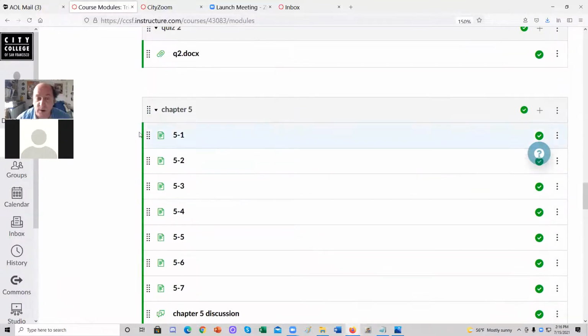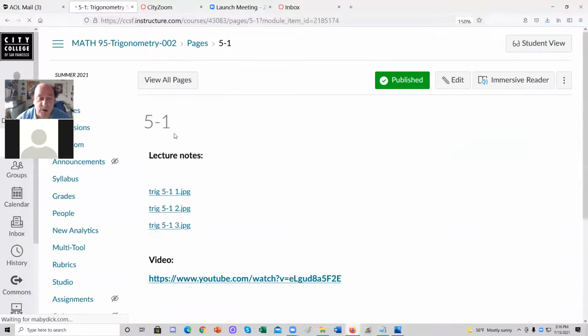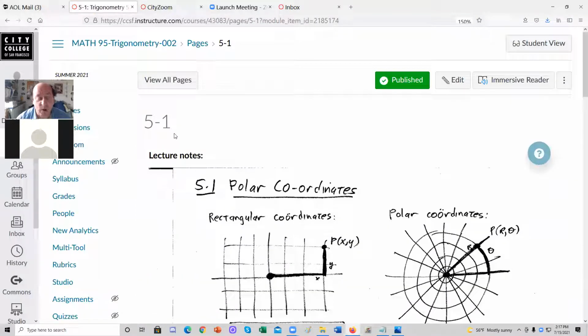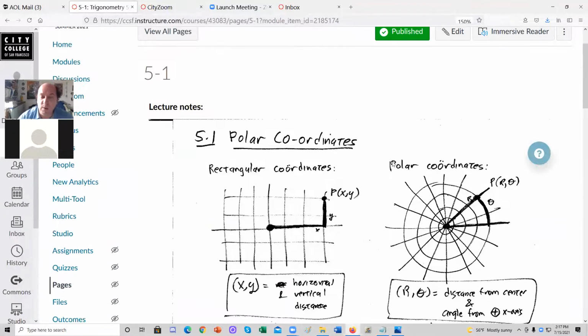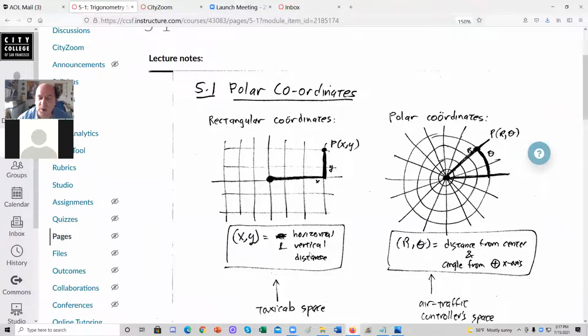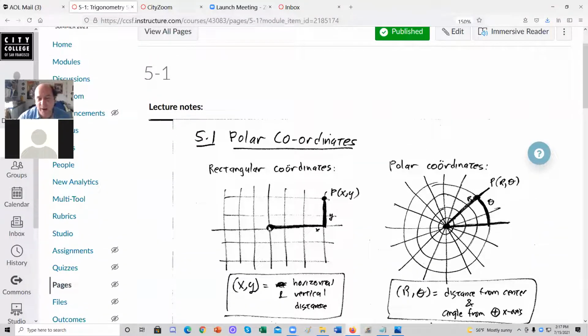So chapter 5.1. Here we get into polar coordinates. Rectangular coordinates are where we plot a point at x by y. X is how far left to right, y is how far up or down. X and y are the horizontal and vertical distance. Each horizontal line corresponds to a constant value of y. Each vertical line corresponds to a constant value of x. I call this taxi cab space because this is how a taxi cab driver views the space of the city he's moving in, which street, which avenue.